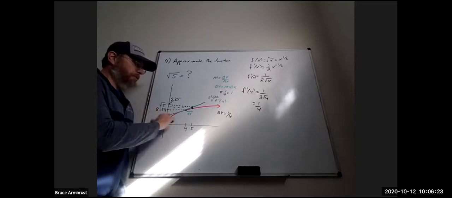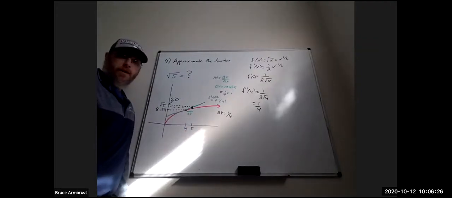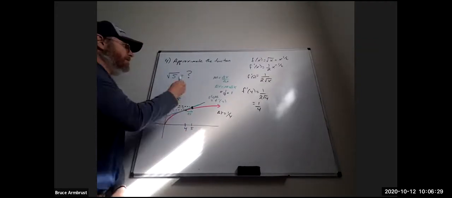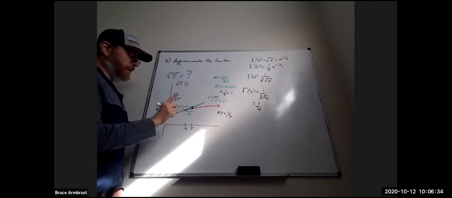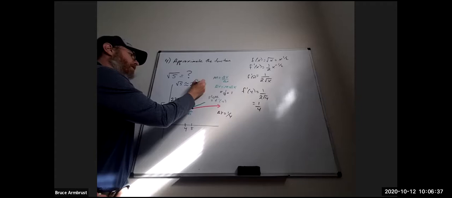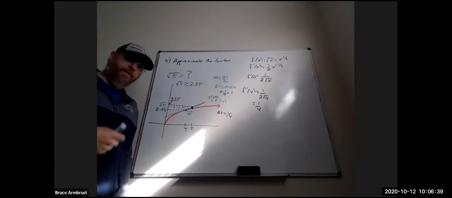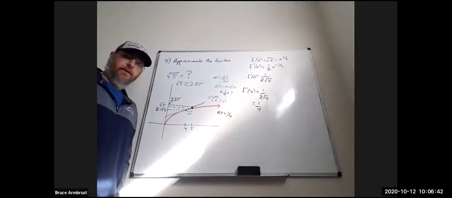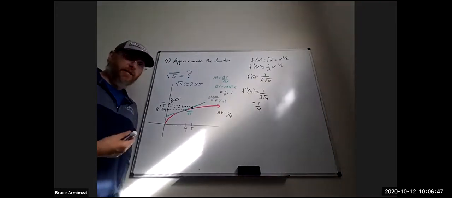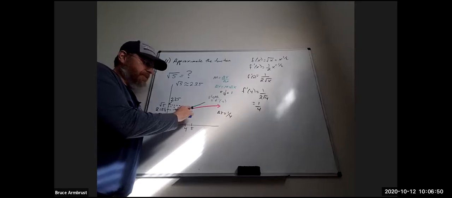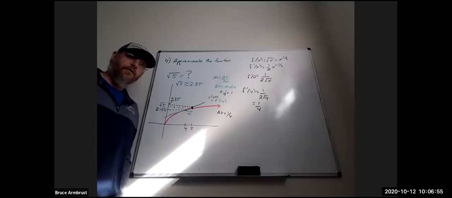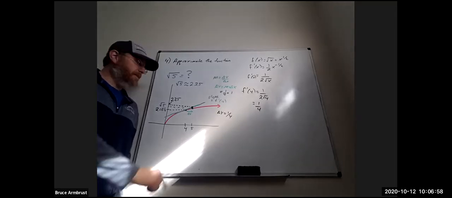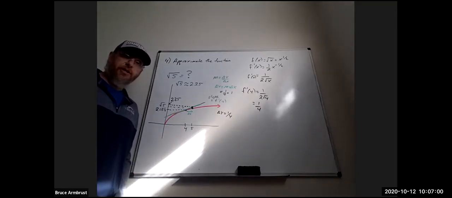Because it was the original 2 plus my quarter. And so what I can tell you is that the square root of 5 is around 2.25. That's not an exact answer, but it's going to be close. And I know it's going to be close because I'm using that tangent line to approximate it. And that tangent line is a very good approximation for the curve at the point 4. And since I'm not going very far away, I know this is a decent approximation.